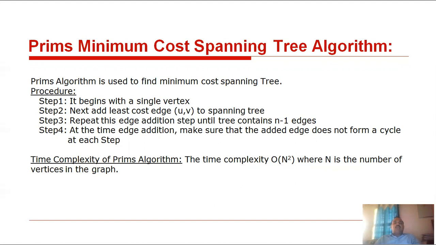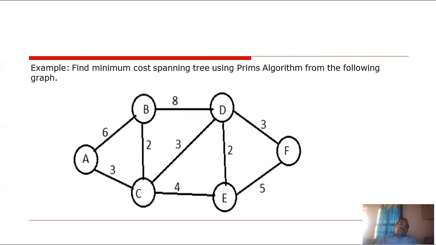Next one, at the time of edge addition, make sure that the added edge does not form a cycle at each step. Now the time complexity of Prim's algorithm. The time complexity is order of n square, where n is the number of vertices in the graph. In Prim's algorithm, time complexity is order of n square. Clear? Next one, an example: find the minimum cost spanning tree using Prim's algorithm from the following graph.